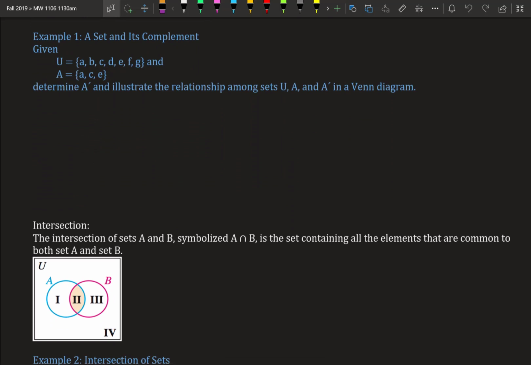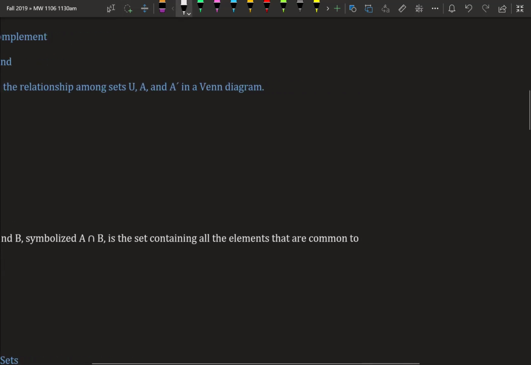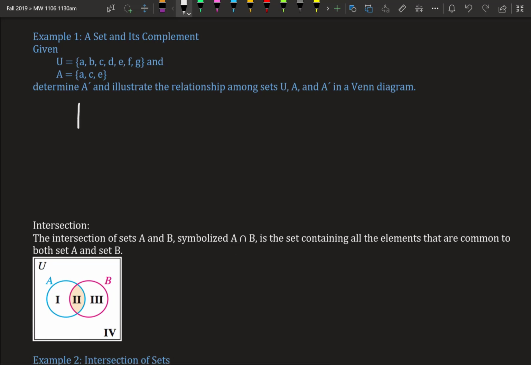All right, example 1. So we're given the universal set A, B, C, D, E, F, G, and set A, which is A, C, E. We're going to determine the complement of A and illustrate the relationship among sets U, A, and the complement of A in a Venn diagram. So first things first, draw the Venn diagram. How we draw the Venn diagram is we start off with a box. This is probably one of the only differences between math and English, is that you may not have ever used the universal box. So we label that U.